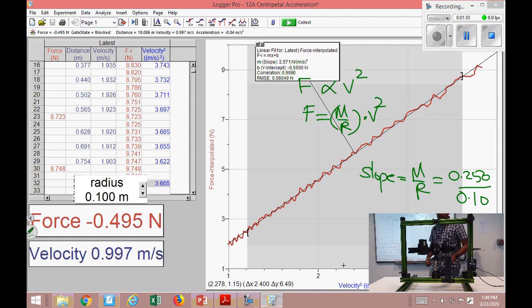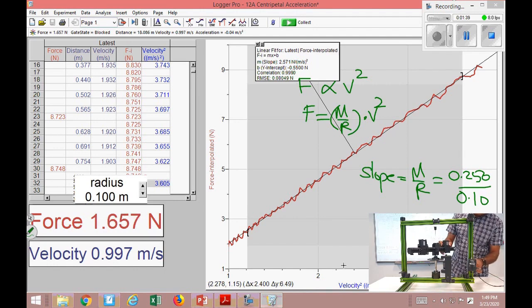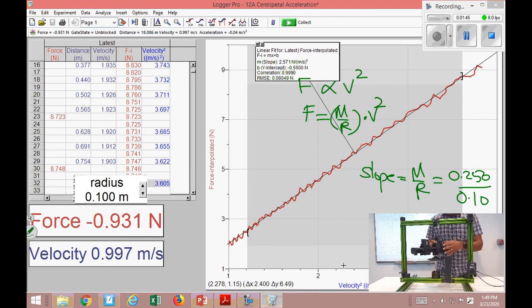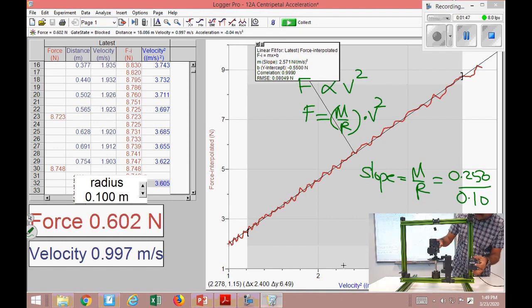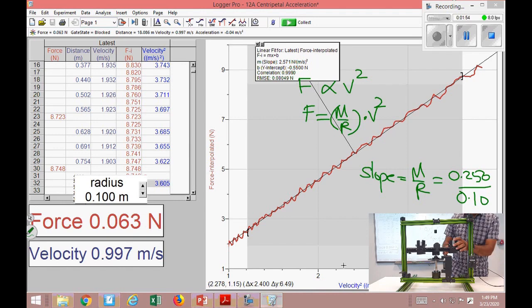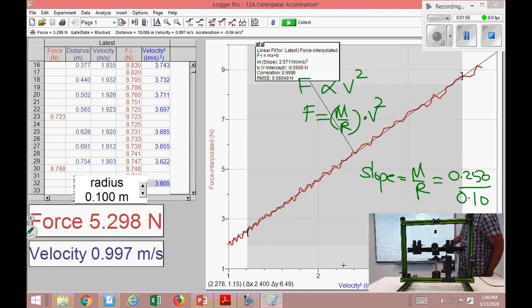Now we will do it for another radius. That means I am going to do the second part of the experiment by changing the radius. I will increase the radius from 10 to 12 centimeter. If I increase the radius, what will happen? Let me show you. I'm going to change this into 12 centimeter. Right now it is at 12 centimeter, and if I rotate it, definitely the computer can give me another F versus V squared graph, and there we will get another slope.